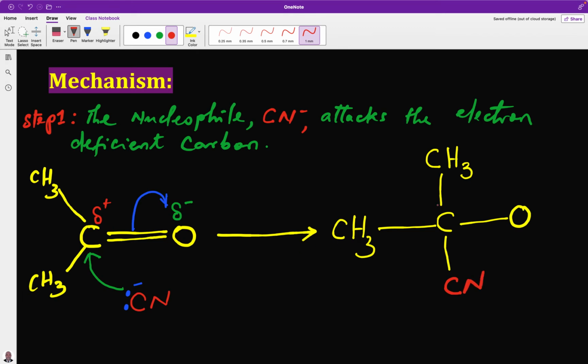Now, the electrons here were pushed towards the electronegative oxygen. Oxygen has acquired extra electrons, indicated here by the negative charge. So this is an intermediate that has been formed. We call this an intermediate.